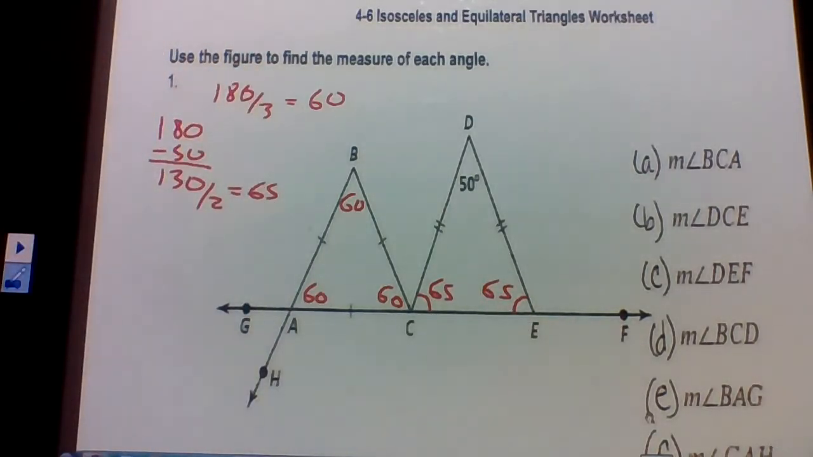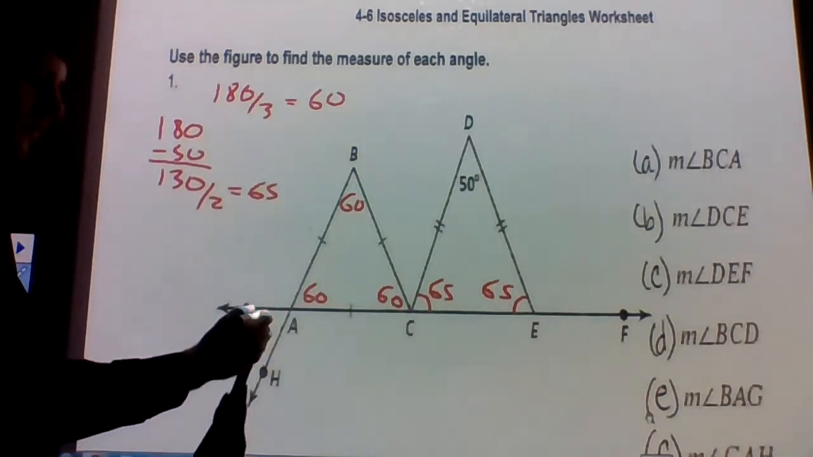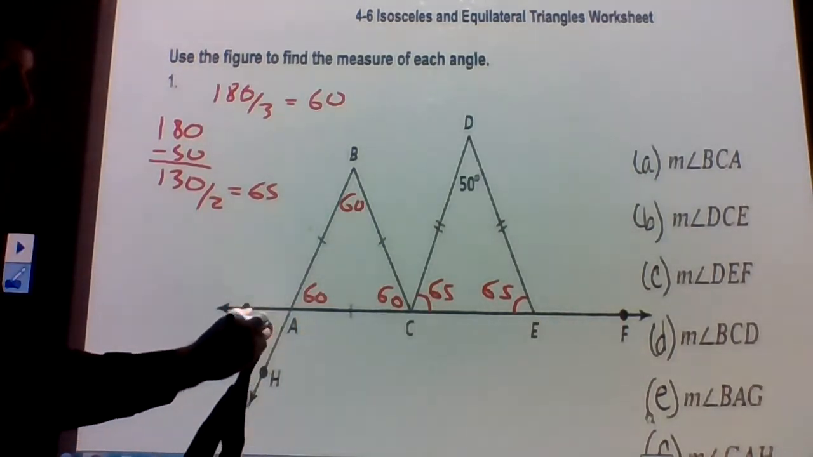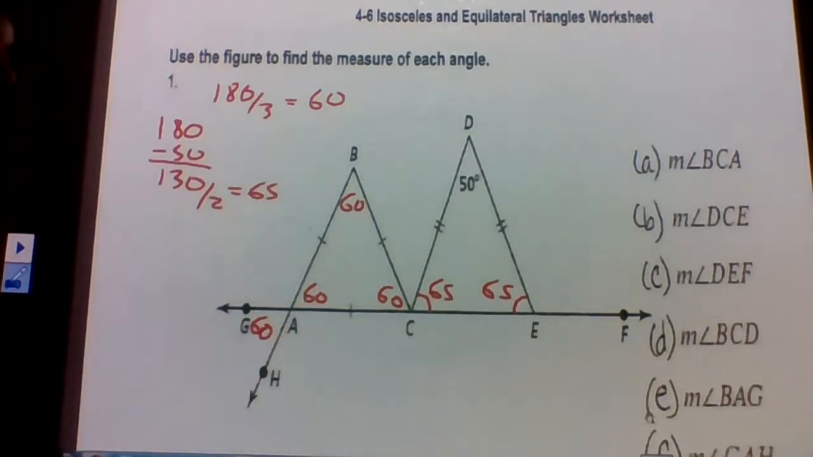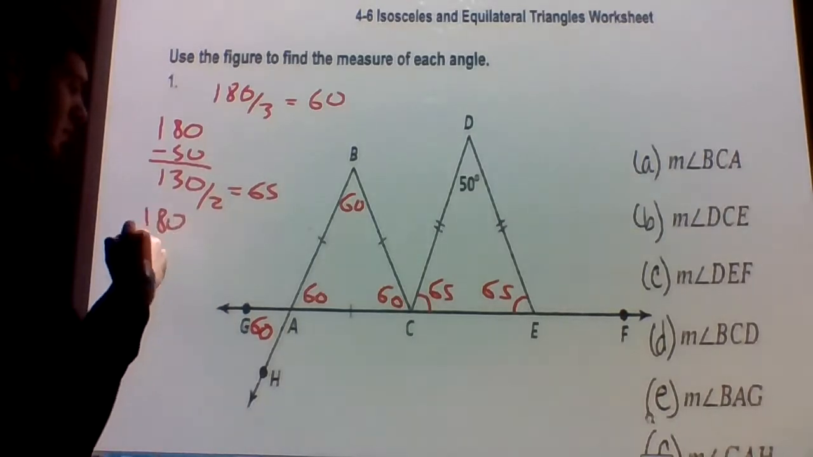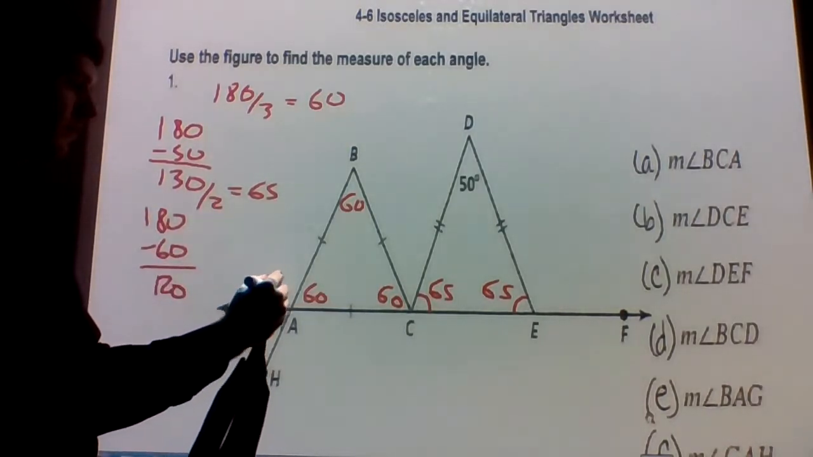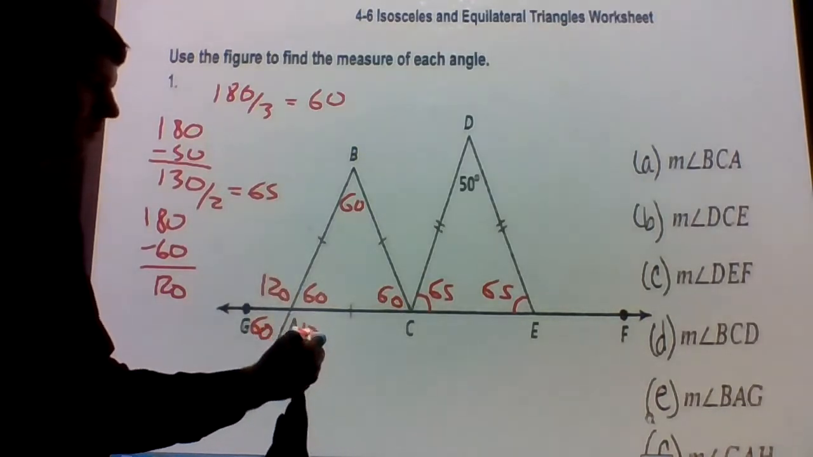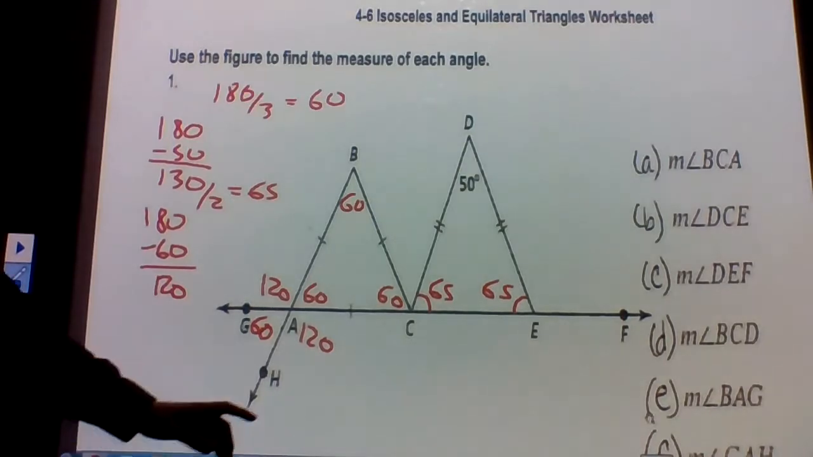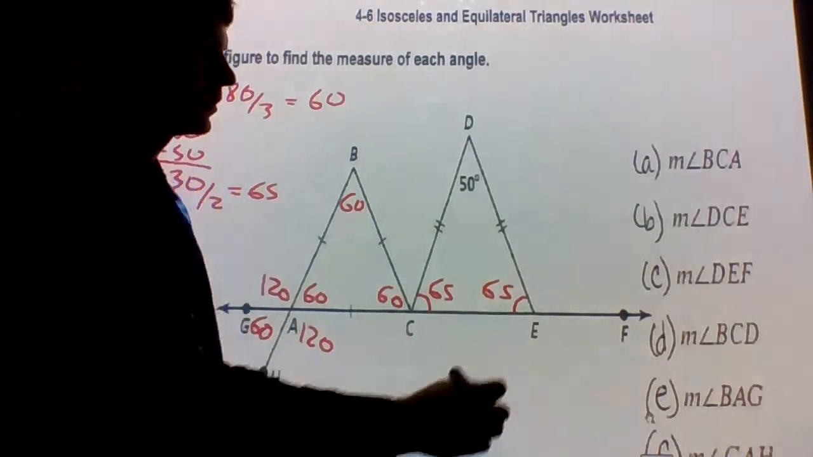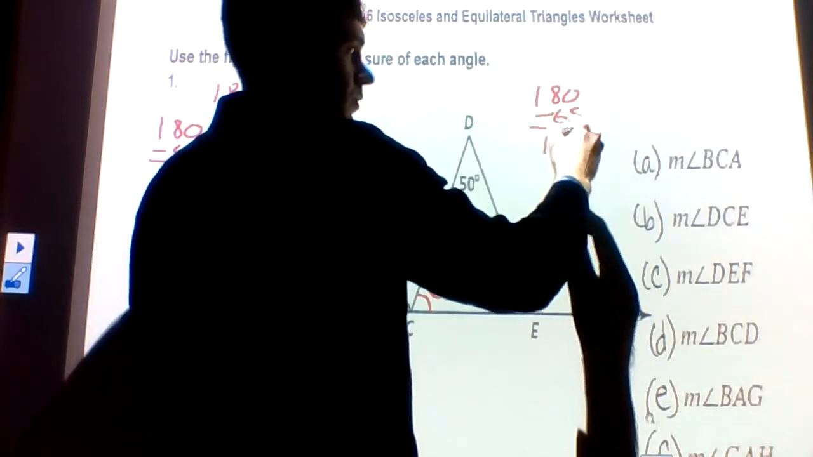From there, we still have to fill in the rest. Here we have vertical angles. We know all vertical angles are congruent, so this is 60 degrees. Here we have a linear pair. We know linear pairs are supplementary, so 180 minus 60 is going to give us 120. Okay, and then these are vertical, so we know this is 120. Here's a linear pair, so we can do 180 minus 65. That's going to give us 115.